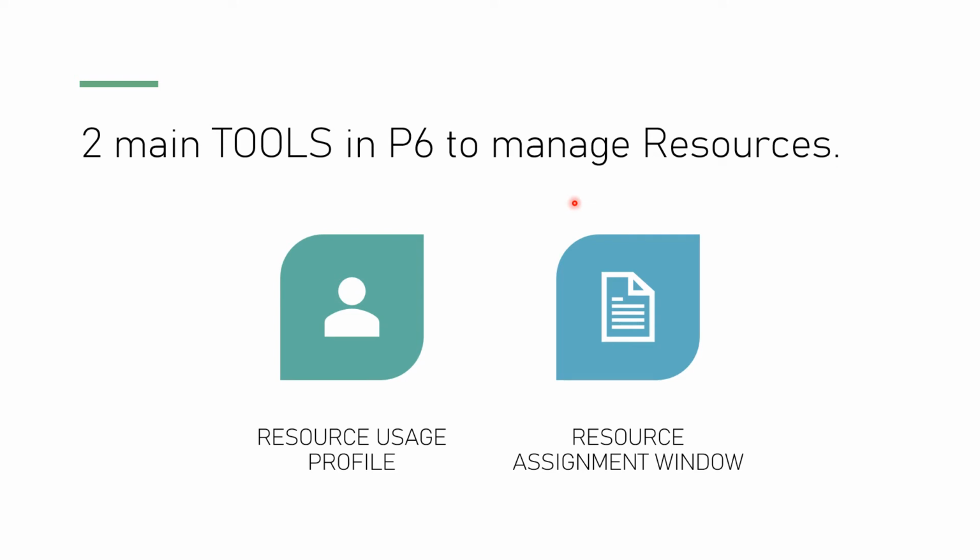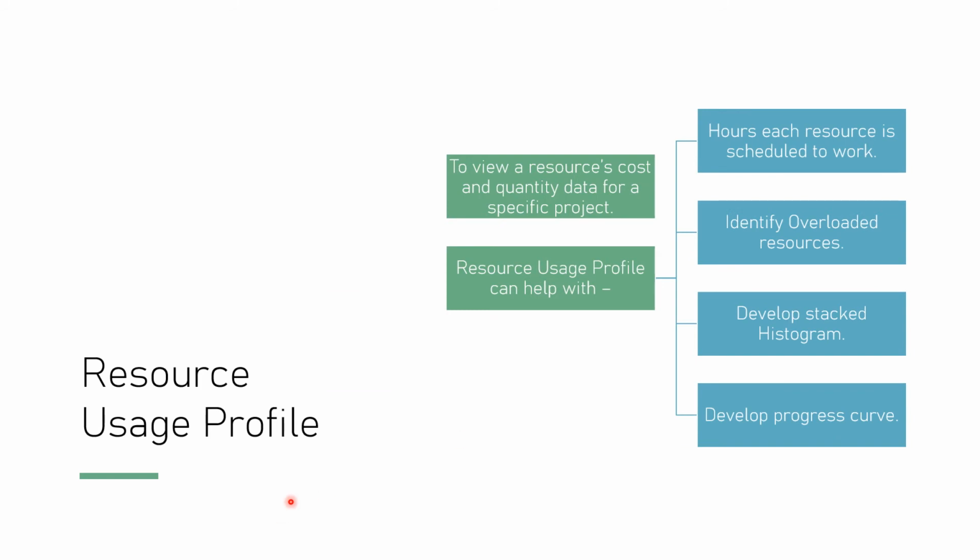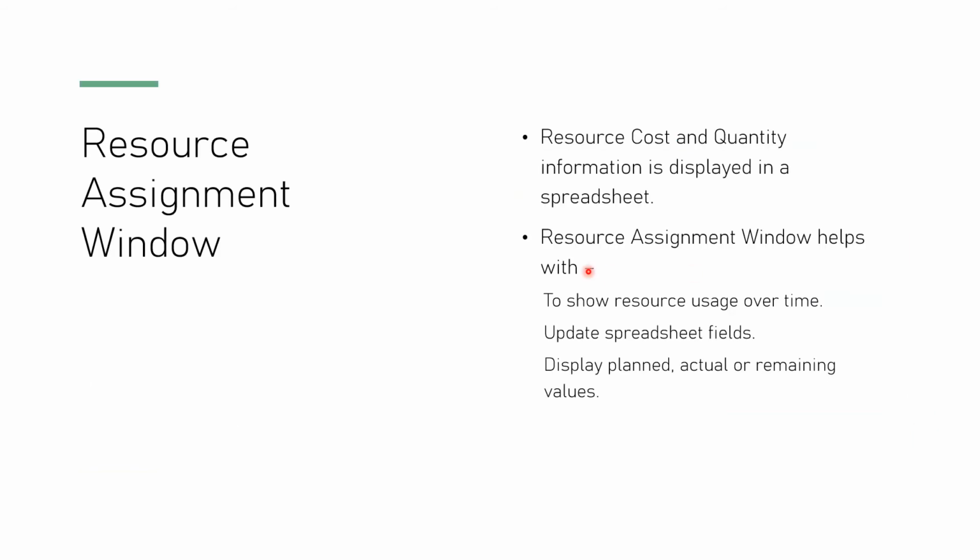Two main tools in P6 to manage resource usage profile, resource assignment window. What is resource usage profile? To view a resource cost and quantity data for a specific project. Resource usage profile can help with hours each resource is scheduled to work, identify overloaded resources, develop stacked histogram, develop progress curve.